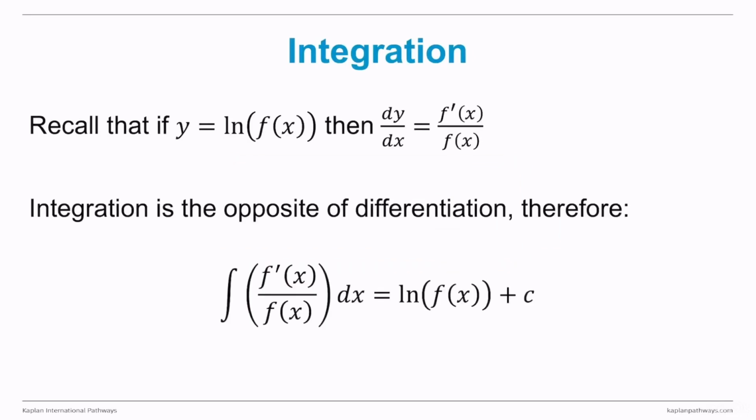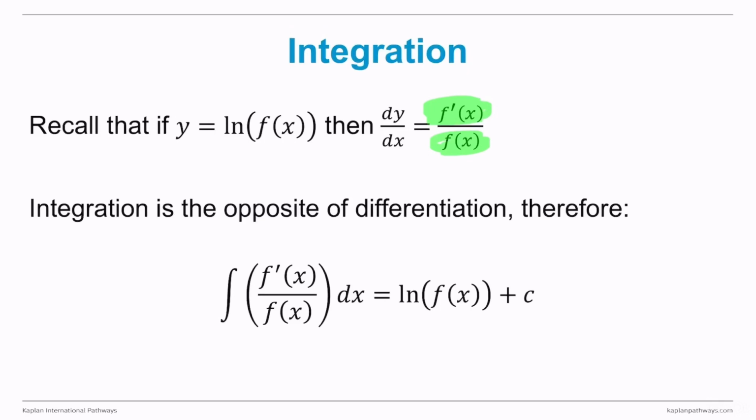Recall that if y equals ln f of x, remember this, we did it together in differentiation, then dy over dx is going to be the derivative of the function, f dash x, divided by f of x. Remember when we have ln x, ln 2x, etc. So the derivative of ln of a function of x is the derivative of the function divided by the function itself.